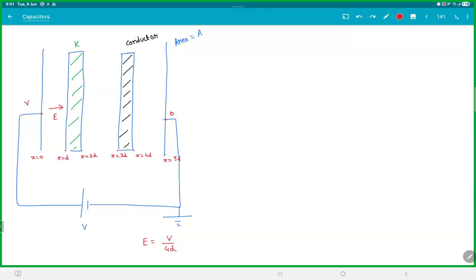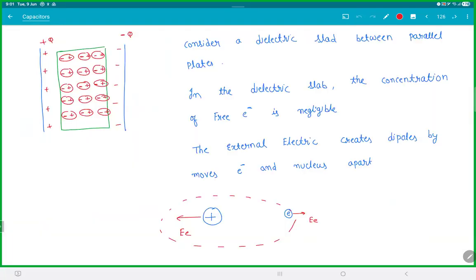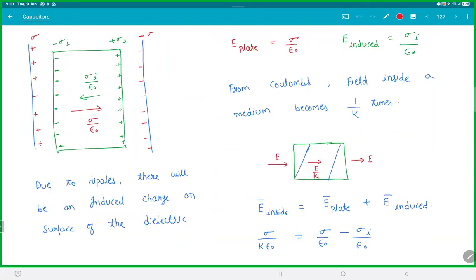Now, if this is field E, inside a dielectric, what is the field? E by K. What is the field outside? Again E. What is the field inside the conductor? 0. Once you come out, the field is E. So the field will always keep going. And do you remember why the field becomes E by K? This we did in the last class. The reason was the induced charges. The induced charges create a counter field which opposes this, and that's the reason the field inside becomes E by K.